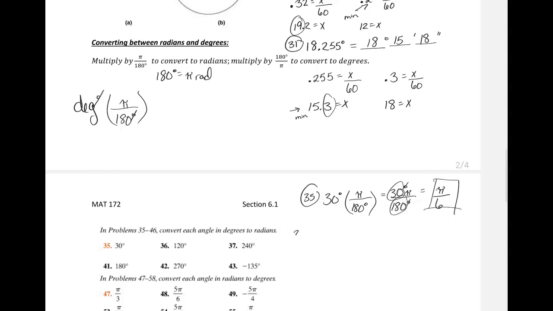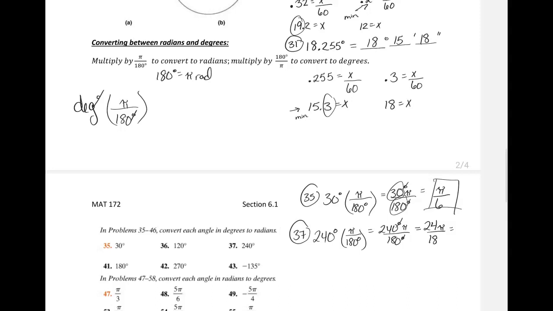We could do the same thing for number 37. We've got 240 degrees. We want to convert to radians. Our conversion factor is pi over 180. So I've got 240 degrees times pi over 180 degrees. And you see how the degrees are going to cancel. Now we've just got to reduce our fraction here. So 240 pi over 180 reduces to 24 pi over 18. And we can reduce that even further.